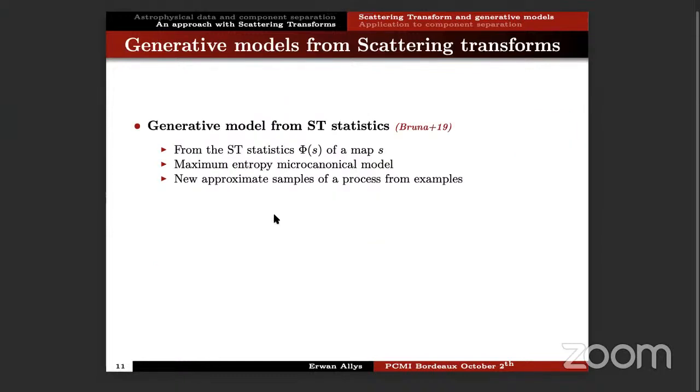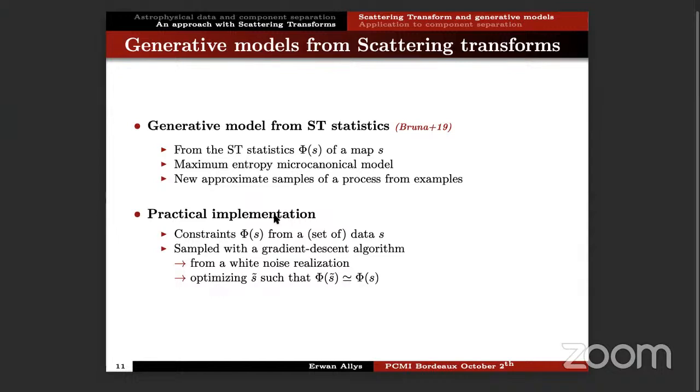One huge advantage of these statistics is that you can build scattering generative models from them. Basically, it means that you have a set of statistics that you estimate from one map, for instance, and then in the maximum entropy framework, which relates to the information theory that Emmerich spoke about, you can build a generative model that allows you to sample new maps, which approximates the initial process.